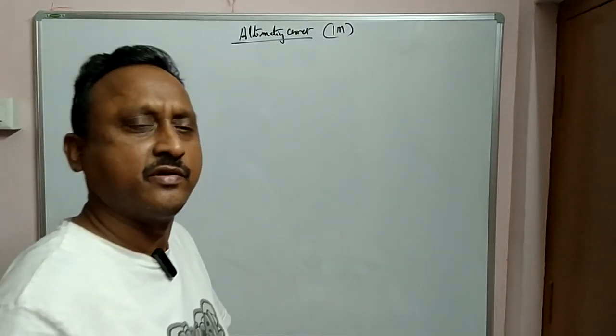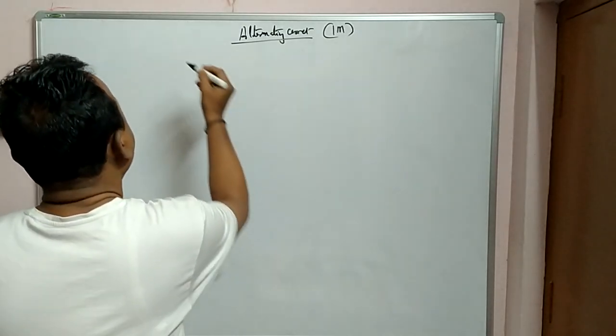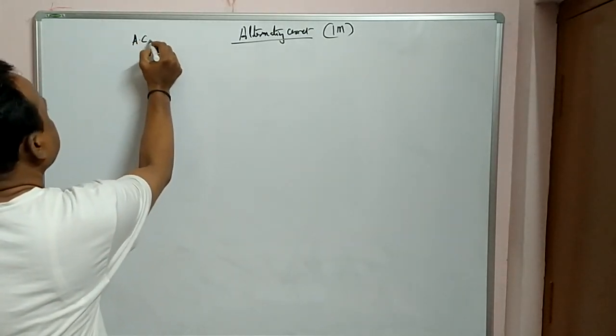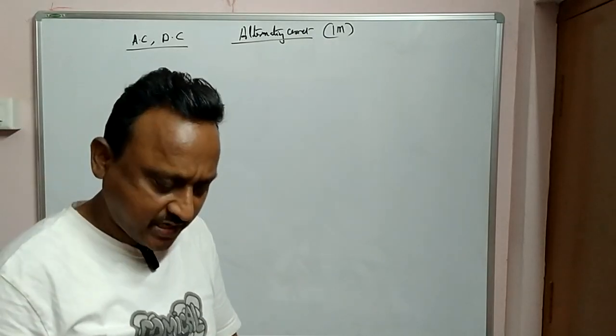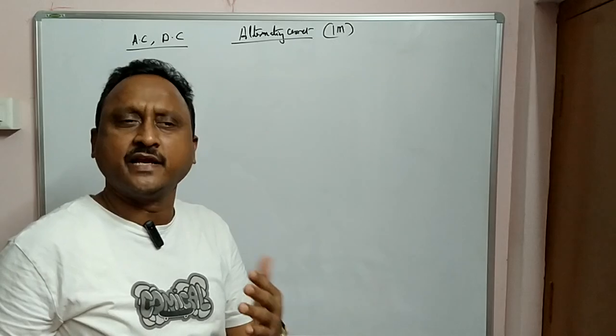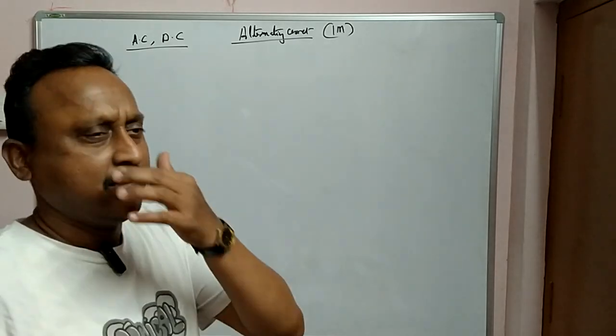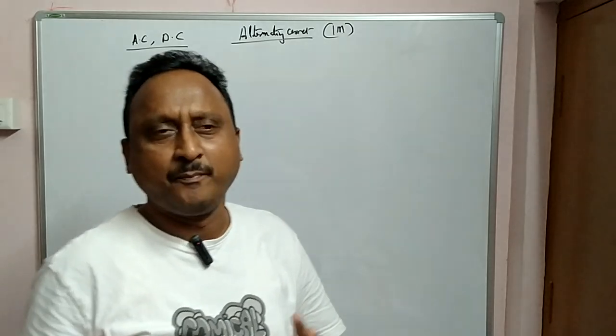This is the 9th chapter in your senior intermediate physics. Now, what is alternating current? What is the difference between alternating current and direct current? What is the definition? In households we generally get alternating current, which means the direction is continuously changing, up and down, up and down.